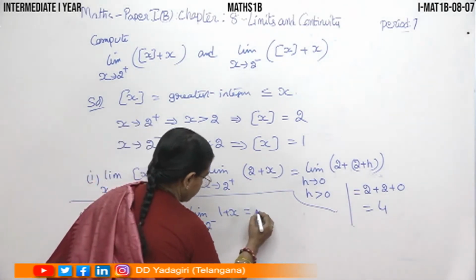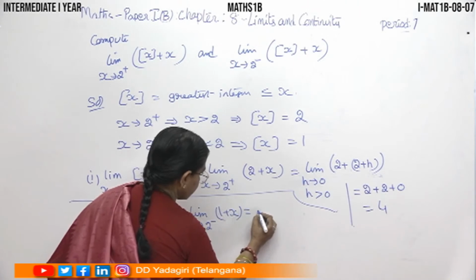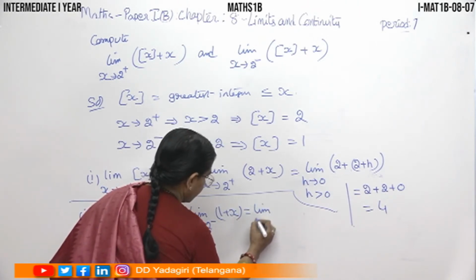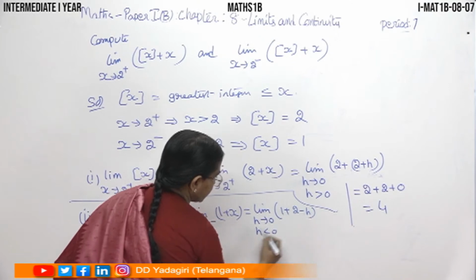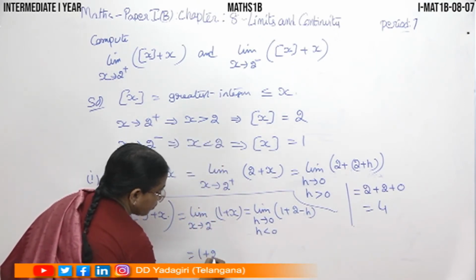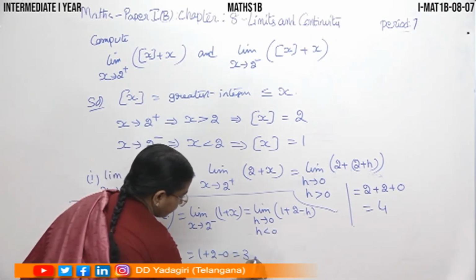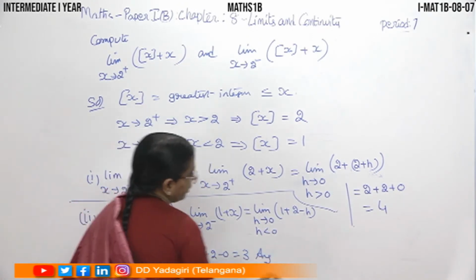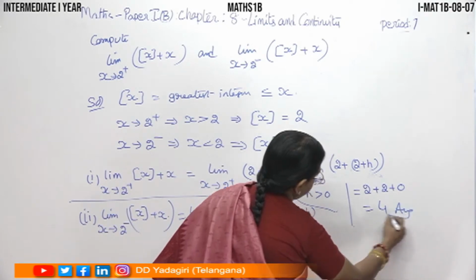So now substitute, so 1 plus x. For 1 plus x, we will write limit h tending to 0 of 1 plus 2 minus h. A minus h you should substitute. So it is equal to 1 plus 2 minus 0. That is 3. So left limit is 3, right limit is 4.